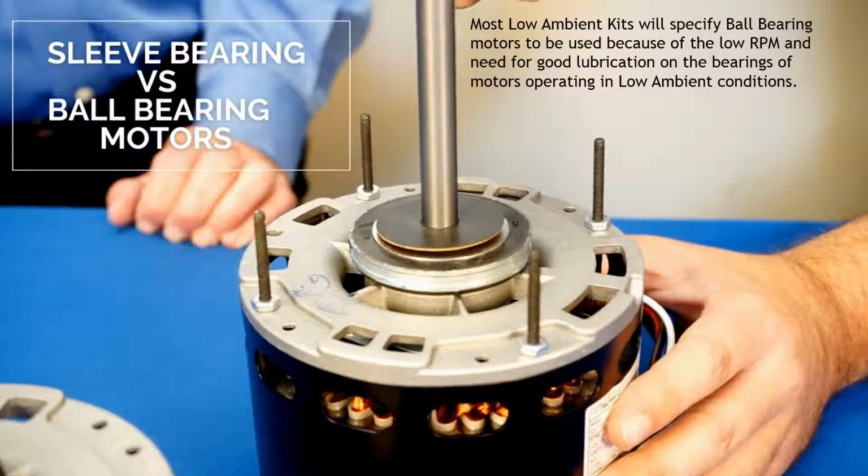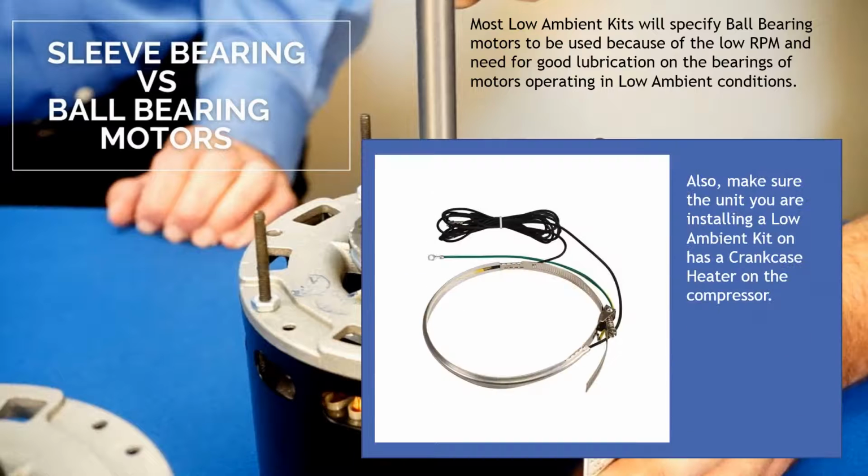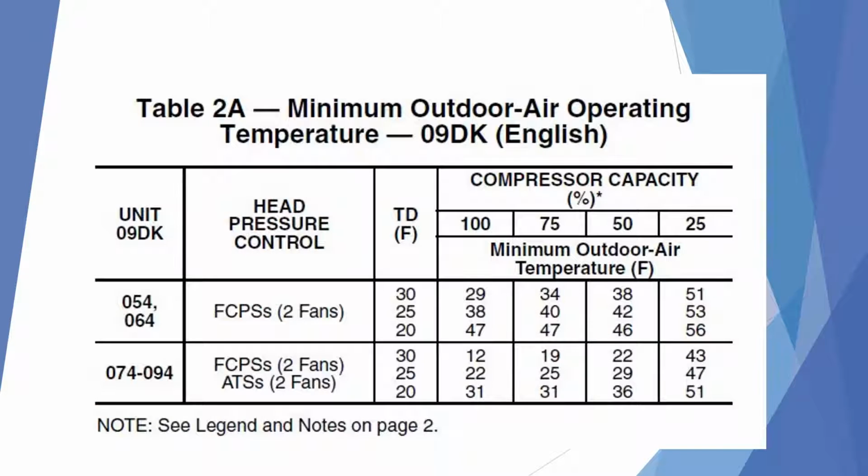Most low ambient kits will specify ball bearing motors to be used because of the low RPM and need for good lubrication on the bearings of the motors operating in low ambient conditions. Also, make sure the unit you are installing a low ambient kit on has a crankcase heater on the compressor. If you are considering putting a low ambient kit on an existing unit, it's a good idea to check the manufacturer's tables to make sure what the minimum outdoor temperature is that unit is designed to operate at.